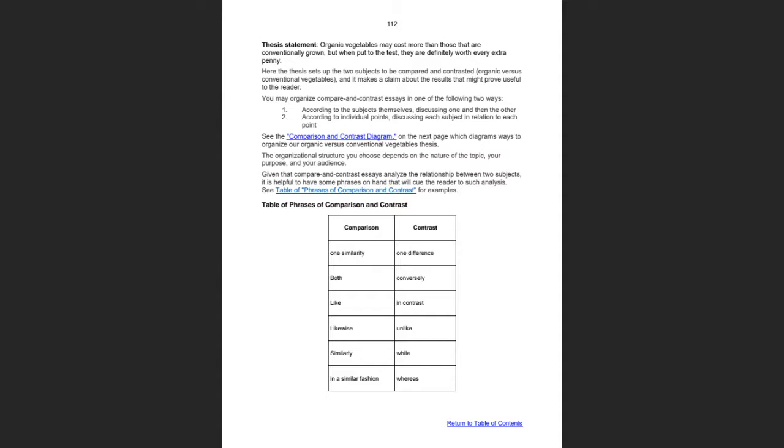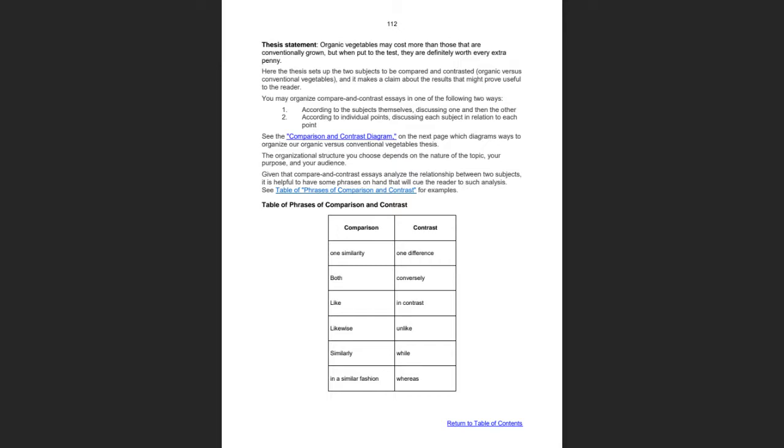Given that compare and contrast essays analyze the relationship between two subjects, it is helpful to have some phrases on hand that will cue the reader to such analysis. See table of phrases of comparison and contrast, for example. So here is the table of phrases of comparison and contrast. One of the cool things about your textbook is it breaks down into tables the types of language you will need for the given strategies. So make sure you take a look at those tables once you've chosen a strategy so you know the kinds of transitions and the kinds of phrases and words that you need to be using to bring your essay into focus.